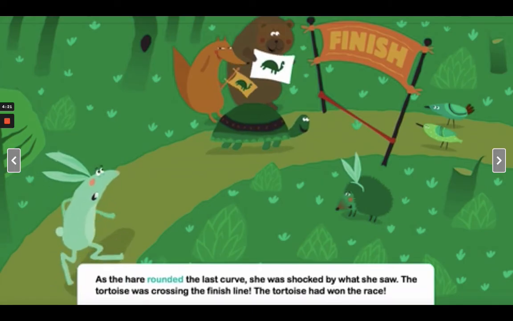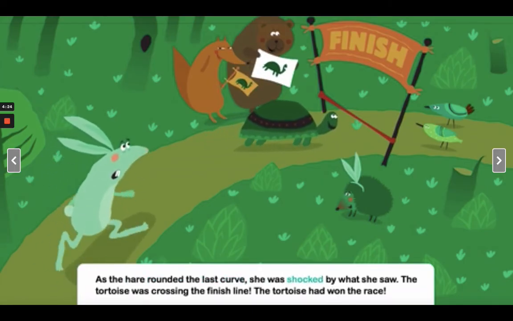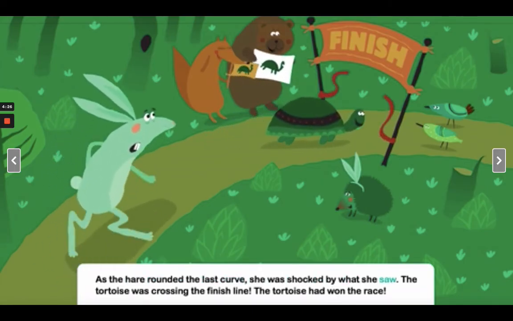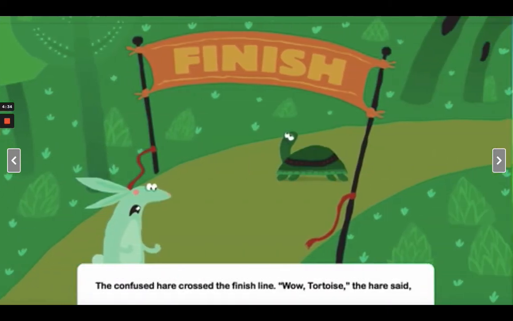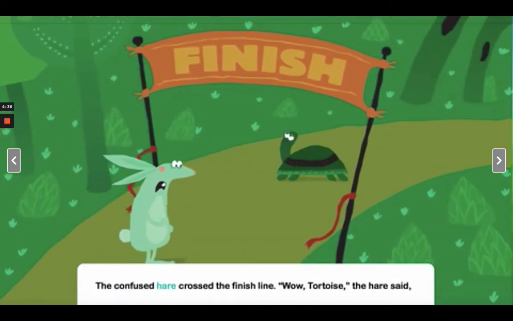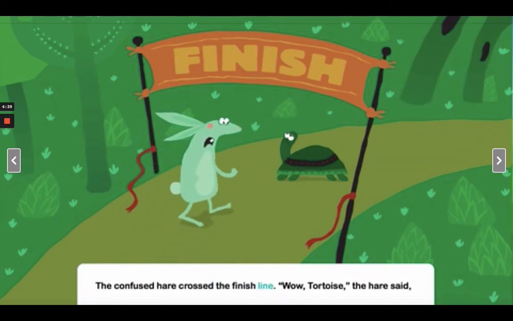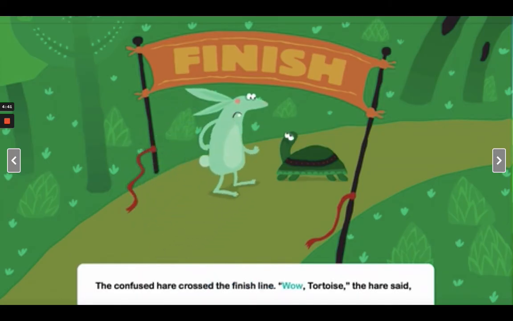As the hare rounded the last curve, she was shocked by what she saw. The tortoise was crossing the finish line. The tortoise had won the race. The confused hare crossed the finish line. "Wow, tortoise," the hare said. "I really thought there was no way you could beat me." The tortoise smiled. "I know. That's why I won."